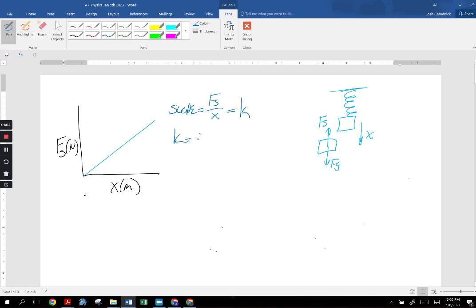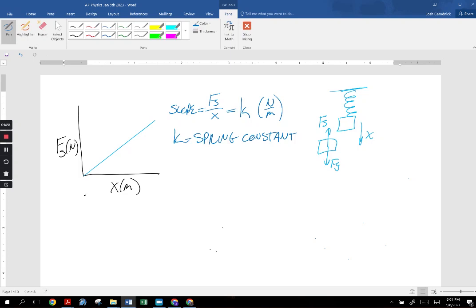K is known as the spring constant. It's a constant for the spring. It's measured, as you can see from the equation here, in newtons per meter, force over distance. So literally, how many newtons does it take to stretch this spring a meter? The higher the spring's constant, the more force it's going to take to stretch the spring, and the stronger the spring.